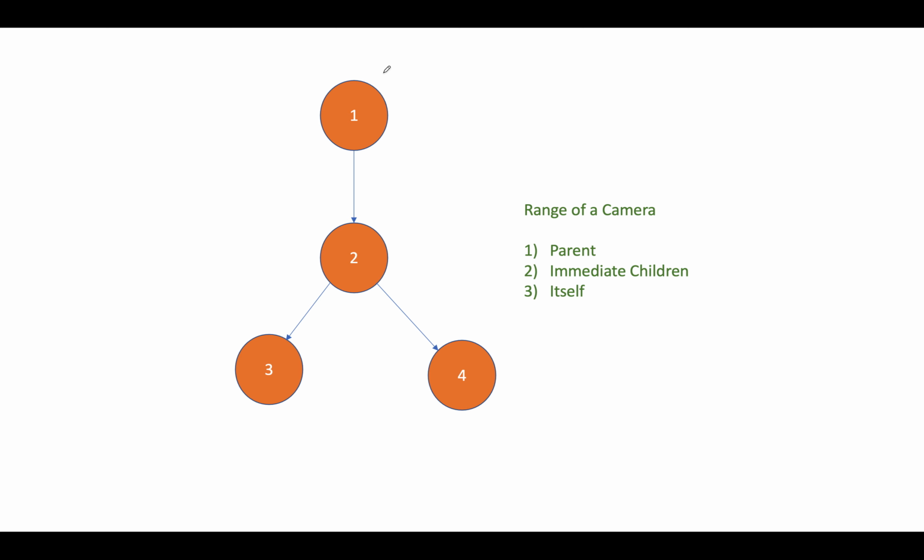So I'm reiterating what was told in the question. There is a binary tree and we need to install cameras in this tree such that the complete tree is covered. The range of any particular camera is across its parent. For example, if I install a camera here, it will be able to monitor the parent, its immediate children, the first level children, and the node itself. So this camera actually covers all the 4 nodes.